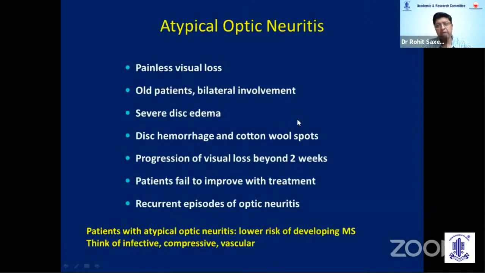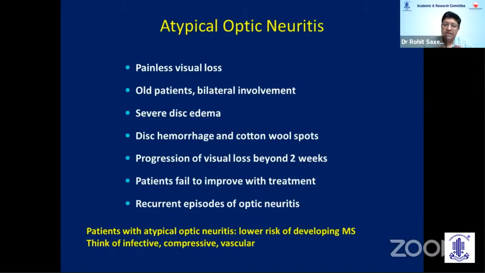Now, these were typical features described and summarized in the ONTT trial, and anything other than that is called an atypical optic neuritis, where it could be absolutely painless vision loss, older patients, bilateral involvement, very severe disc edema, hemorrhages, cottonwool spots. Generally, one splinter hemorrhage is usually there, but a lot of hemorrhages is unlikely. Visual loss continues beyond 2 weeks. They fail to improve with treatment, or else they have multiple recurrent episodes of visual loss with significant drop in visual acuity.